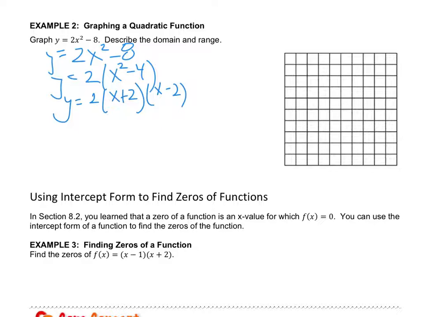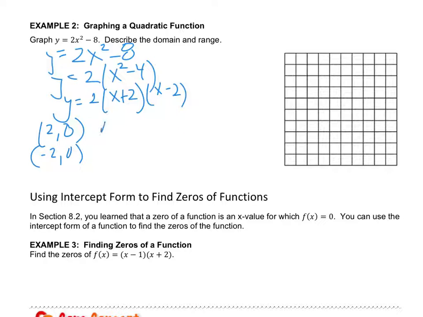So now let's look at this, which is in factored form. We know it's opening upwards because of the positive 2 in the front. We know that one of our intercepts is going to be at 2, 0. We know the other intercept is at -2, 0, because of the plus 2 and the -2.